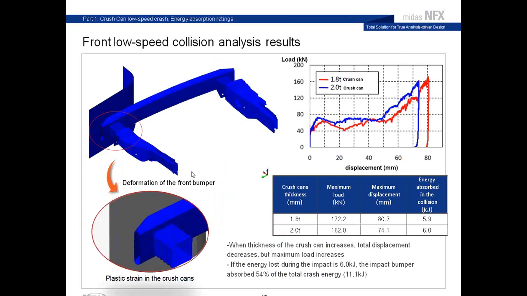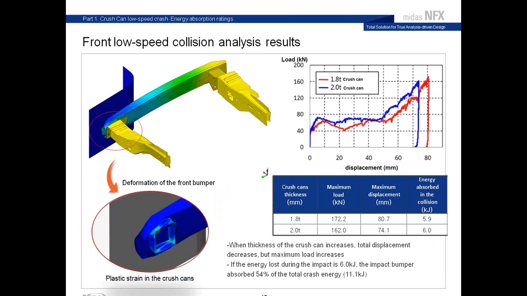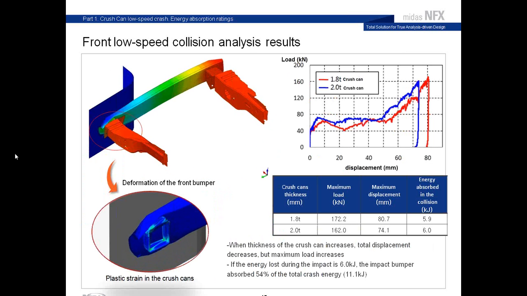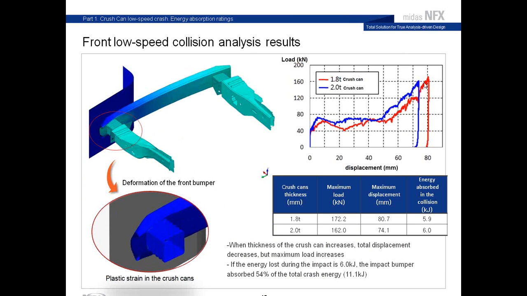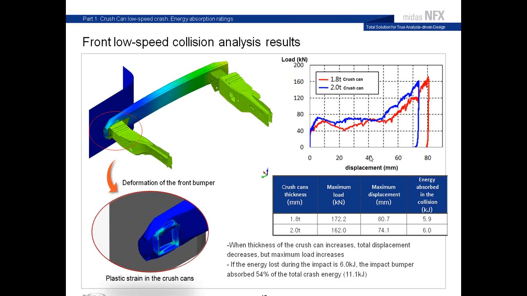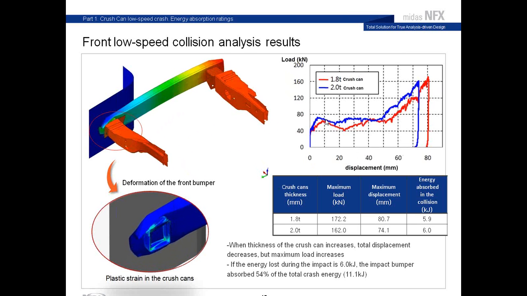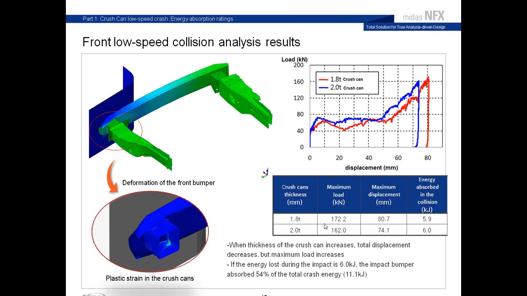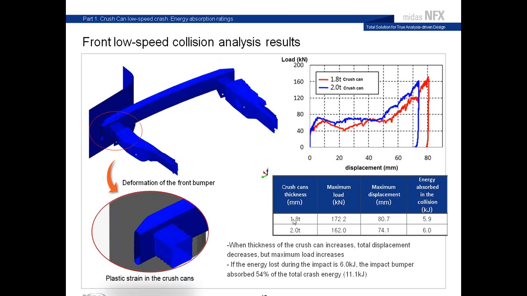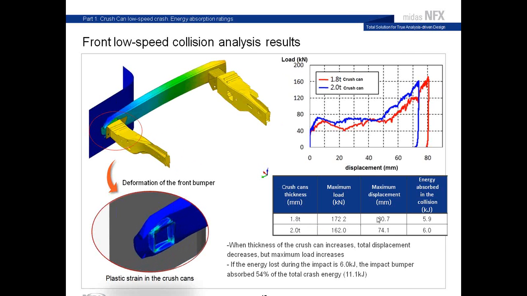And this is the animation of this simulation. You can see here the bumper which is crashing against this plate, and it gives you a graph of the displacement against the load for these two different crush cans. You can see the maximum load is higher, of course, for the crush can with a smaller thickness.